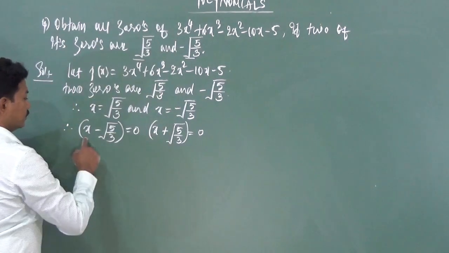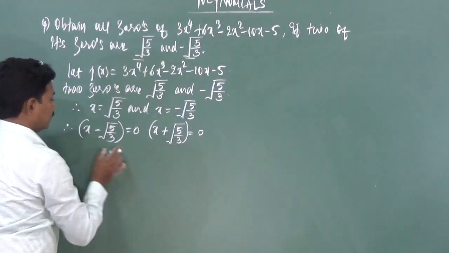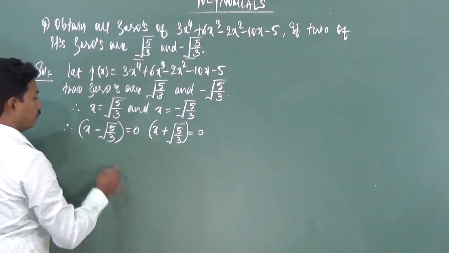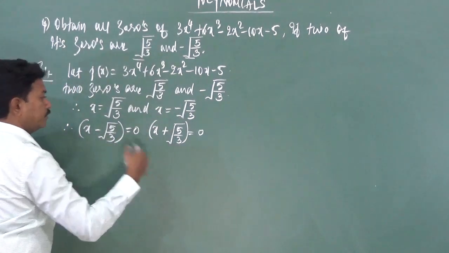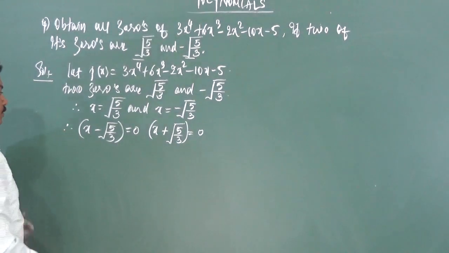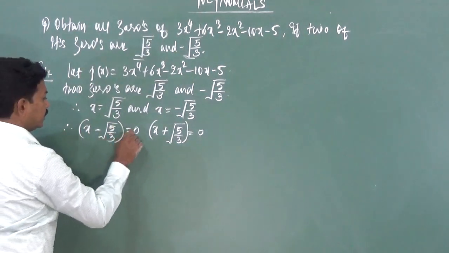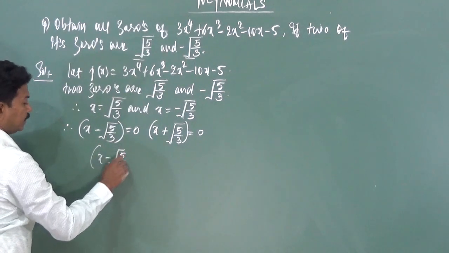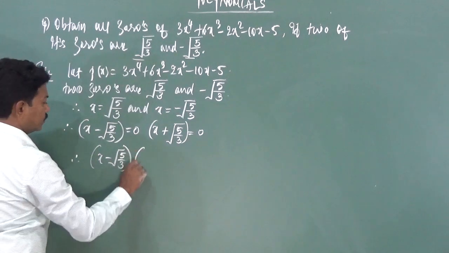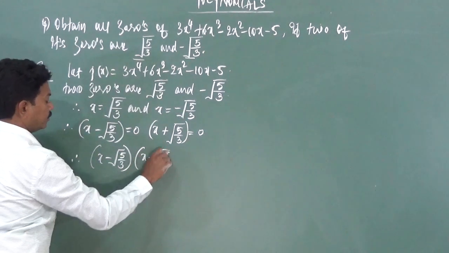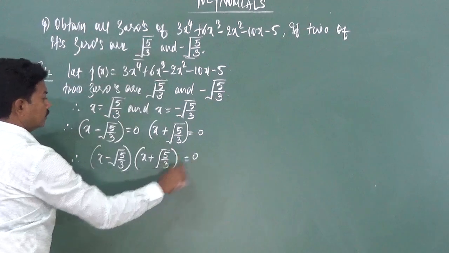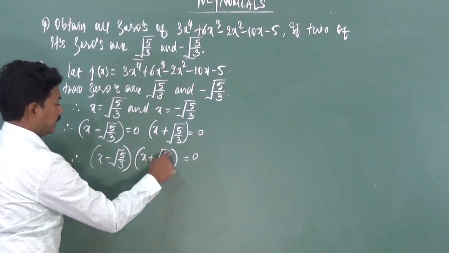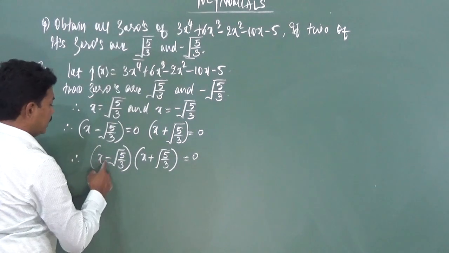Right. So this is a binomial, this is a binomial. So this binomial is equal to 0, this binomial is also equal to 0. So therefore, the product of these two will always be equal to 0. So x minus root 5 by 3, into x plus root 5 by 3 is equal to 0. Right. So this is in the form of a plus b into a minus b.